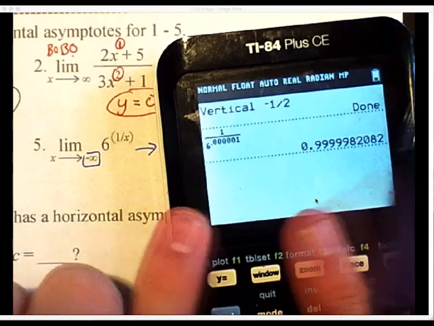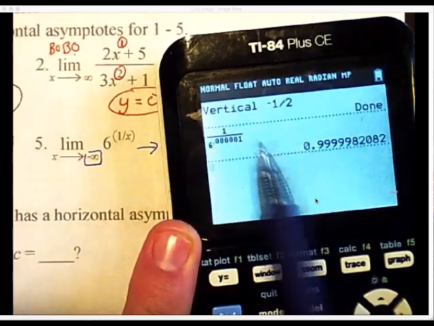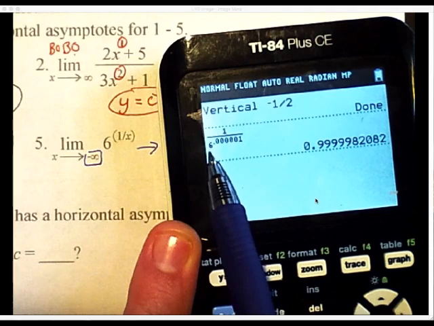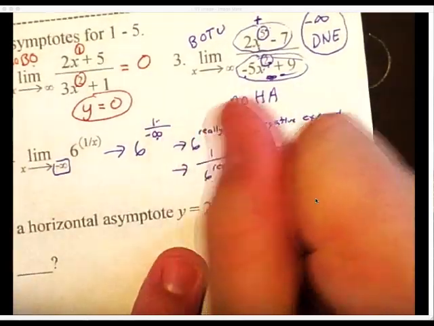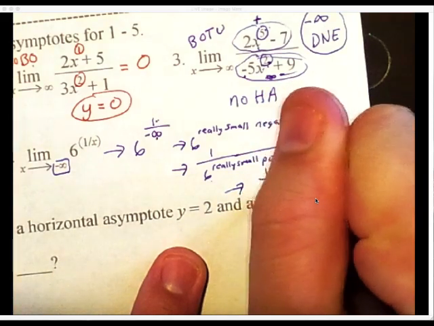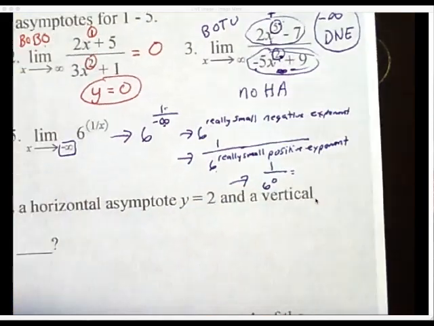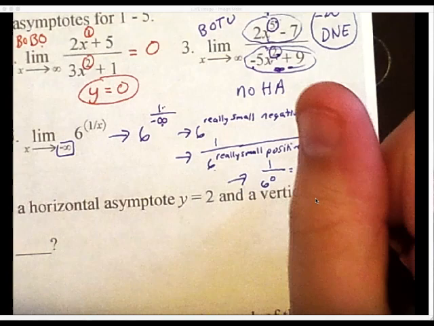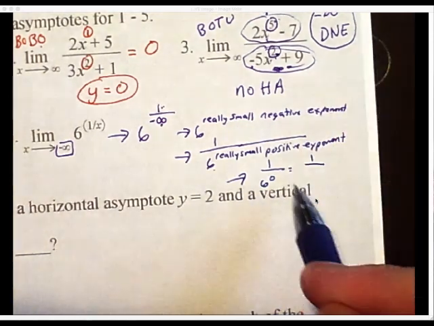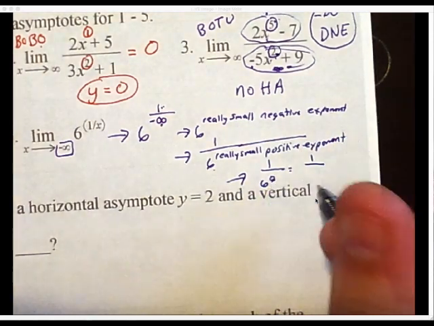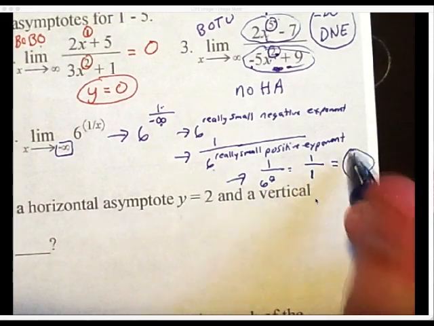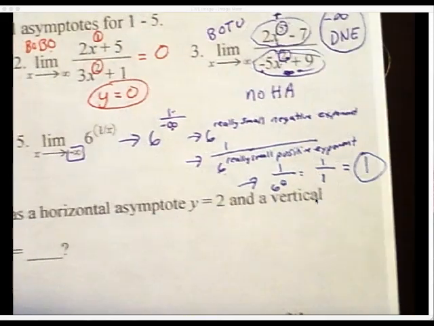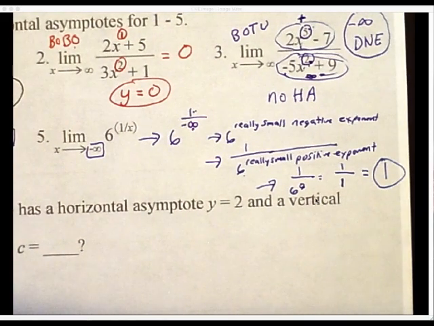Okay, or if this is really small, another way to think about it, 6 raised to something that's really small, that's positive, is almost like 1 over 6 to the 0. Okay? And anything to the 0 power is going to be 1. So that's like 1 over 1. That's why that limit is 1. Okay? Let's actually graph it so you can understand that.